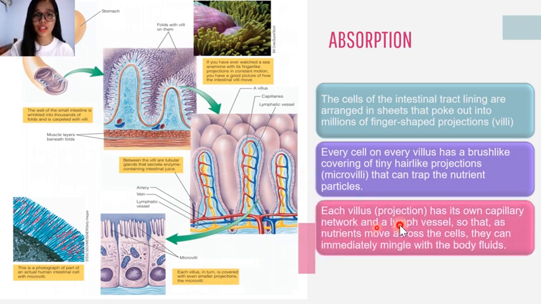Each villus or projection has its own capillary network and a lymph vessel, so that as nutrients move across the cells, they can immediately mingle with the body fluids. As you can see right here, the yellow one is your lymph vessel, and the red and the blue one is your capillary network. It makes your nutrients so accessible and easily absorbed throughout your body.